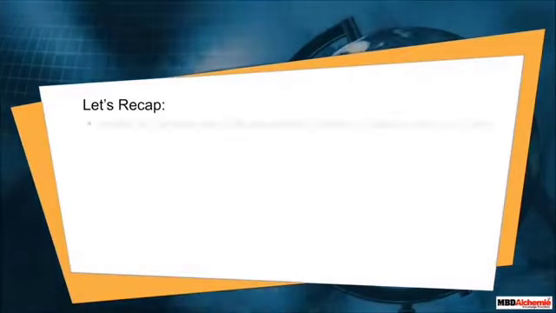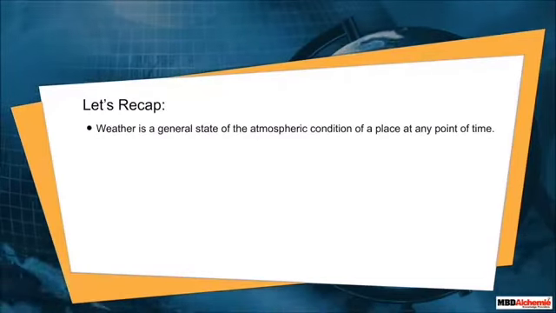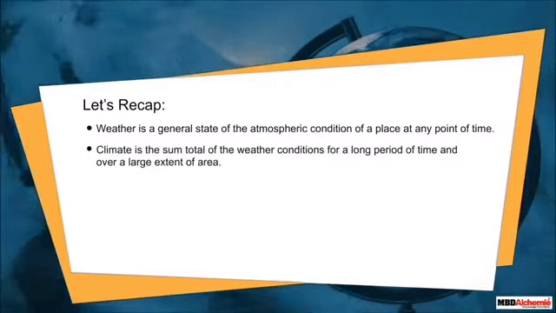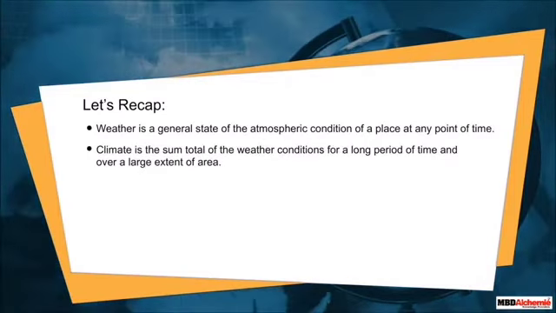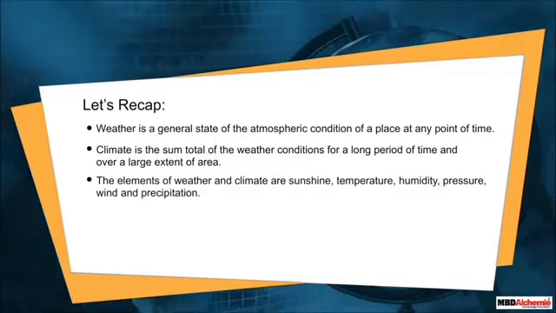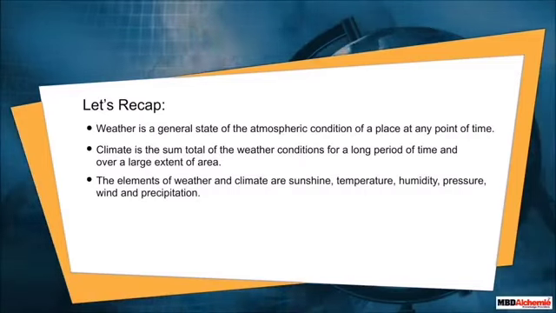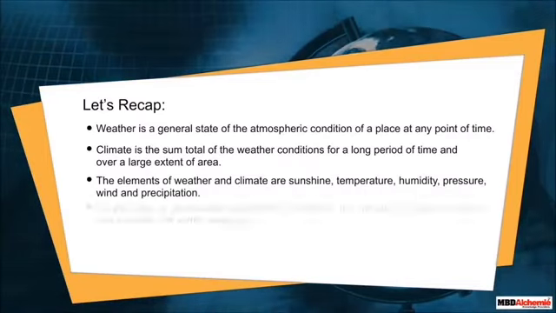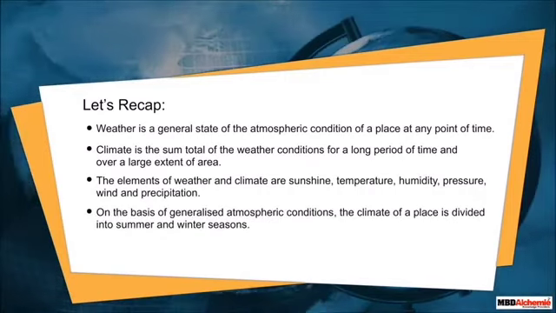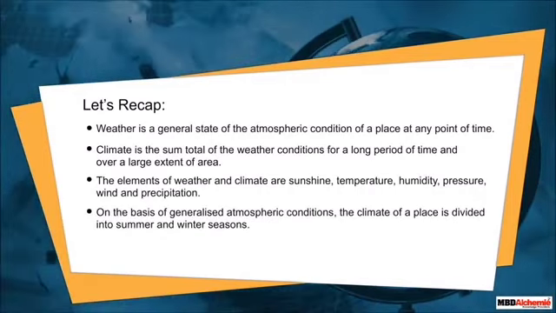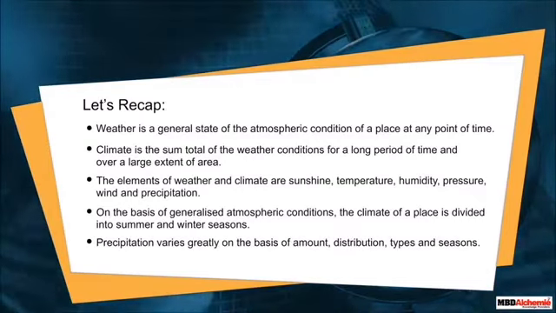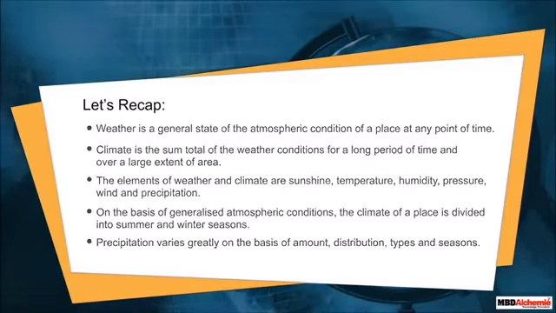Let's recap. Weather is the general state of the atmospheric condition of a place at any point of time. Climate is the sum total of the weather conditions for a long period of time and over a large extent of area. The elements of weather and climate are sunshine, temperature, humidity, pressure, wind, and precipitation. On the basis of generalized atmospheric conditions, the climate of a place is divided into summer and winter seasons. Precipitation varies greatly on the basis of amount, distribution, types, and seasons.